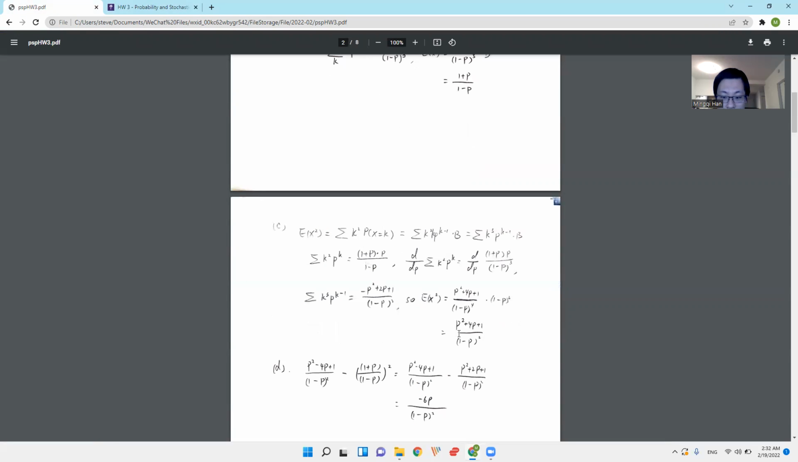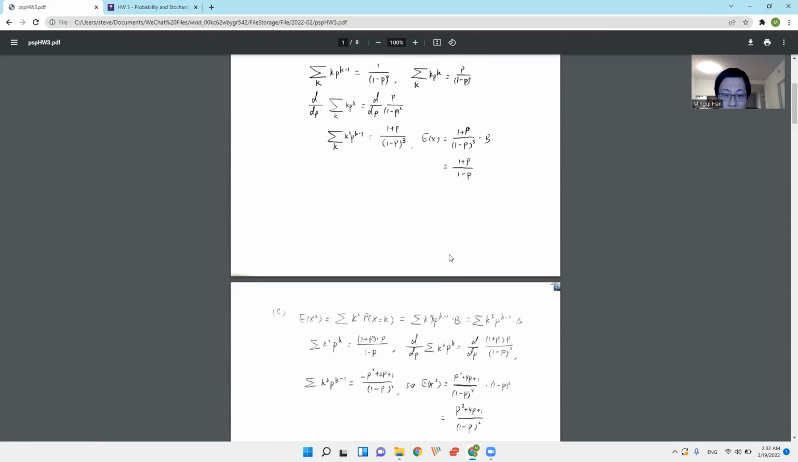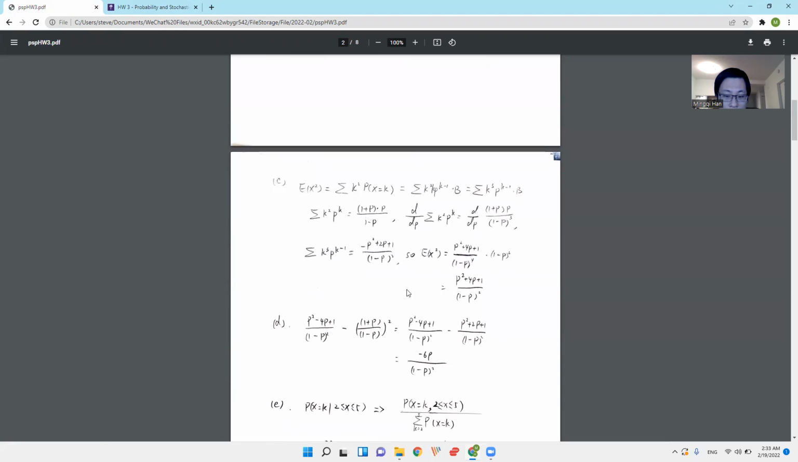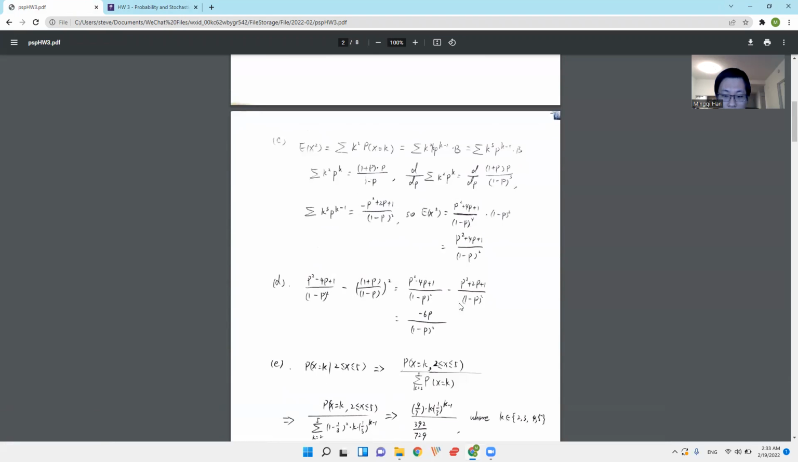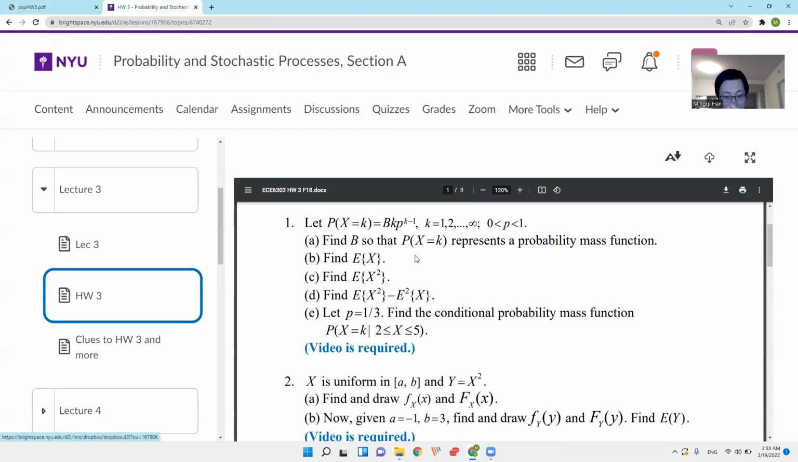With part C's solution and part B's solution, part D is really simple. Just do the subtraction. That's it. And part E says let p equal 1/3. Find the conditional probability mass function, p of X equal to k, given X smaller than or equal to 5 and larger than or equal to 2.